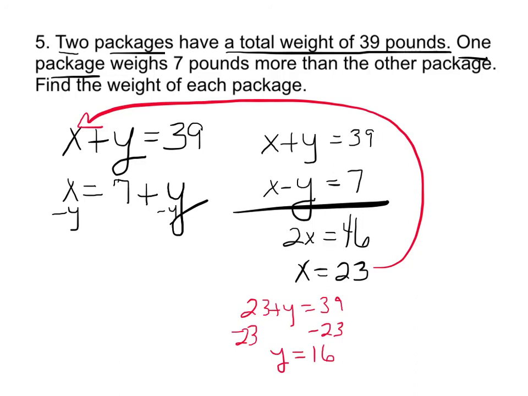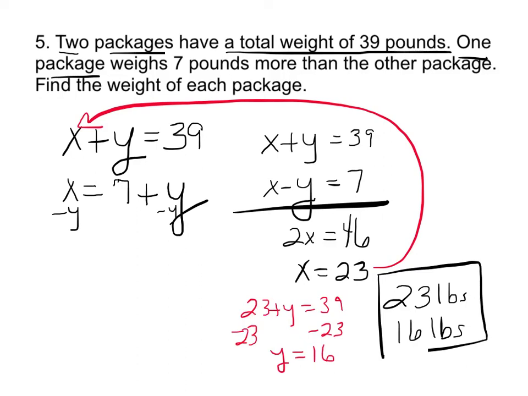So what does that mean? What is the weight of each package? Well, one package is 23 pounds. The other package is 16 pounds. So my answer does not need to be written as an ordered pair because we're actually finding the value of something. There is a label. So 23 pounds and 16 pounds is the answer to this equation.